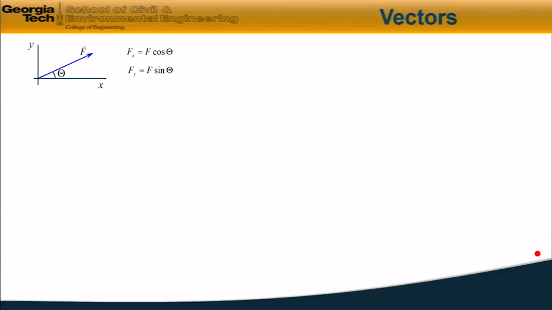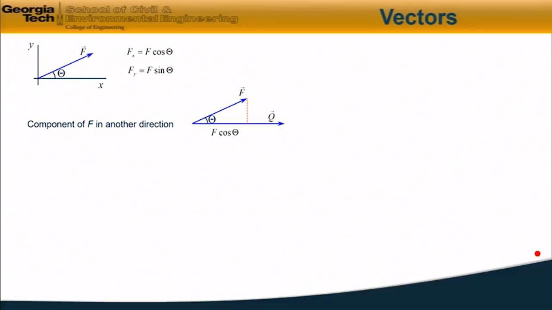Now some other ideas about vectors. We've already shown that if we have a vector f, then the components in the x and y direction are f cosine theta and f sine theta. And we can use this to get the component of the force in any arbitrary direction. Let's suppose I have two vectors, as shown here, f and q, with an angle theta between them. Then the component of f in the direction of q is simply f cosine theta.